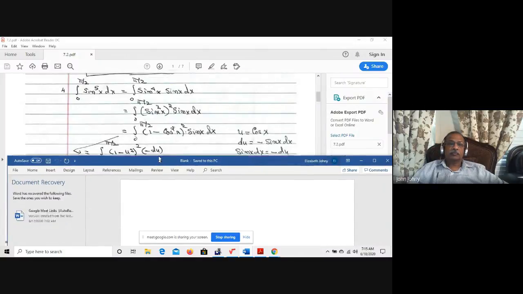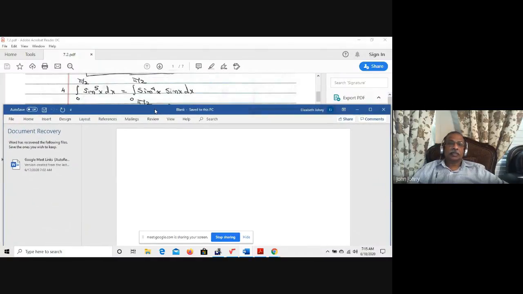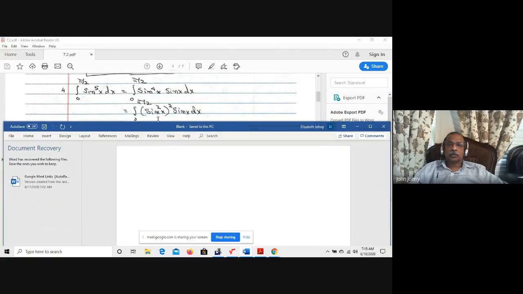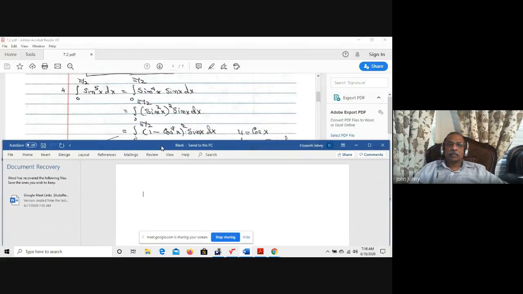Question number 4. This is a definite integral of sine to the 5x dx. So rewrite that as sine to the 4x times sine x dx, where x varies from 0 to pi over 2. Sine to the 4 is sine square x the whole square. And so rewrite sine to the 4x as sine square x the whole square times sine x dx. Sine square is 1 minus cos square x. So it is 1 minus cos square x the whole square sine x dx.